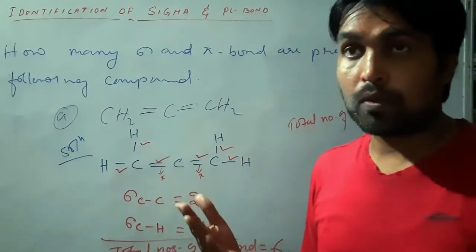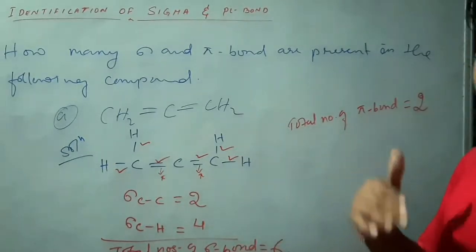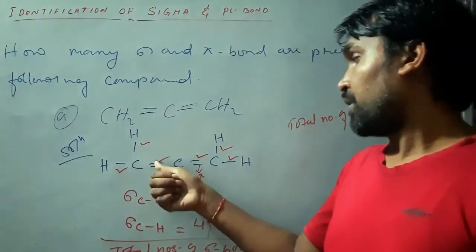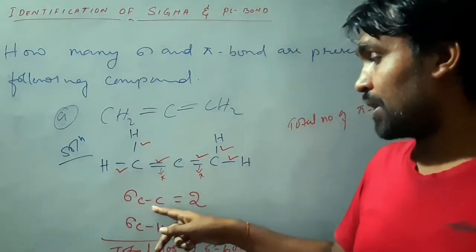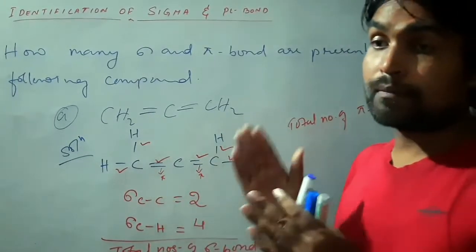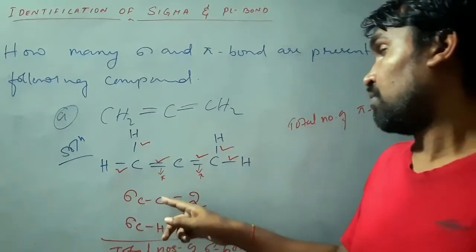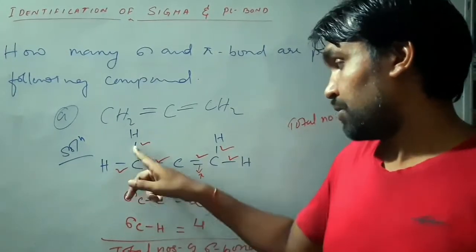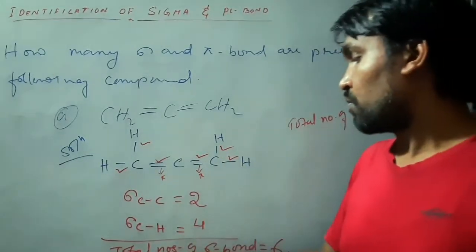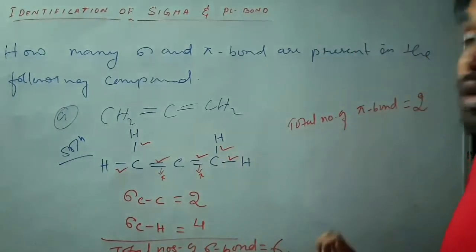If there is a triple bond, then the first bond will be sigma and the remaining two will be pi. So here first is sigma, here also first is sigma. We have written sigma C-C, meaning sigma bonds for carbon-carbon. The sigma bonds between carbon and carbon are 2. Sigma bonds between carbon and hydrogen: 1, 2, 3, 4, that is 4. So the total number of sigma bonds is equal to 6.